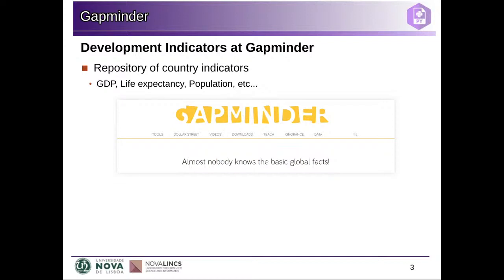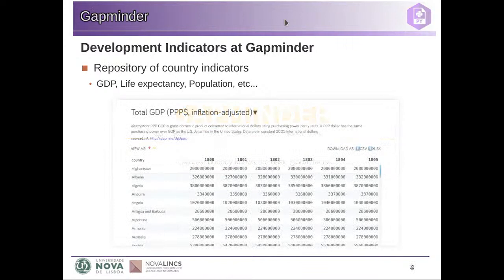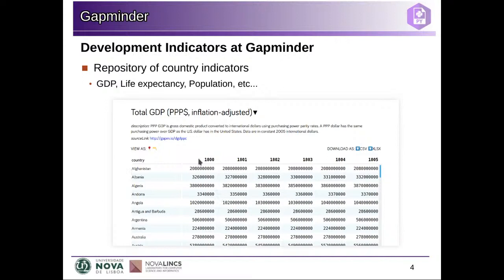So we're going to use data on gross domestic product, life expectancy, and population. But there are other indicators that you have there. You have these tables with the indicators for each country and for each year what the value is, and you can download the files in Excel format.